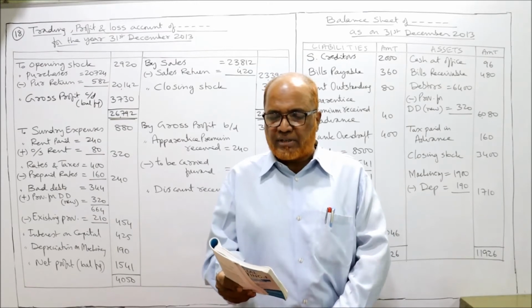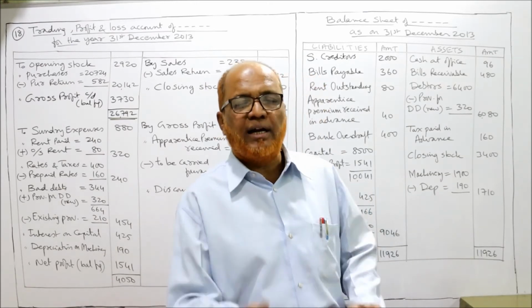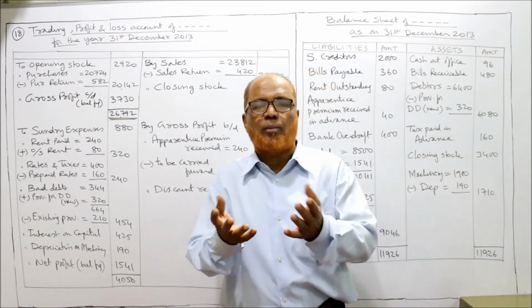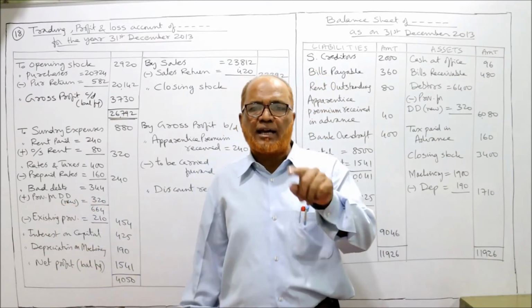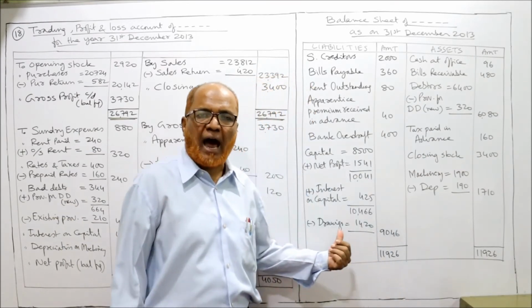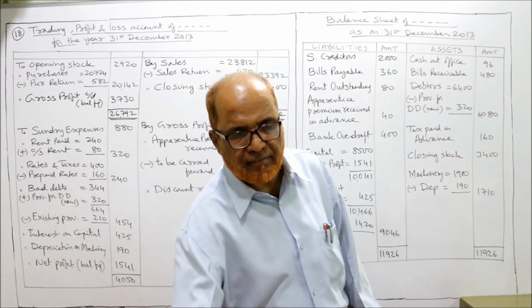Calculate interest on capital at 5% per annum, but not on drawings. So interest on capital, as usual in so many problems we have taken debit side of P&L account, and again that interest on capital will be added to capital. That's it. All the provisions, all the adjustment I have explained.